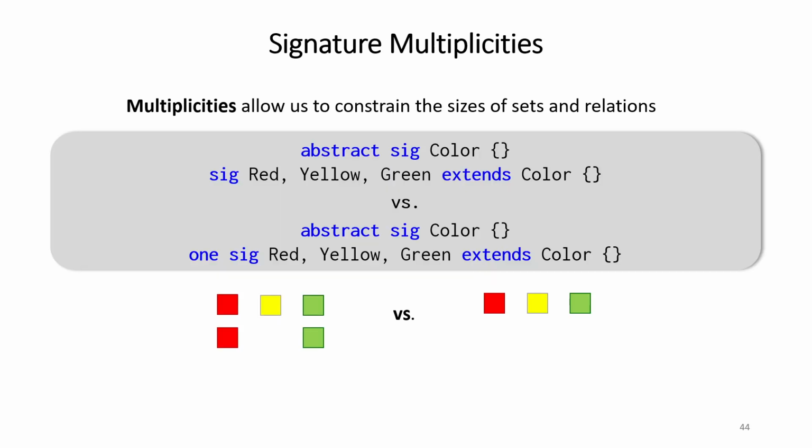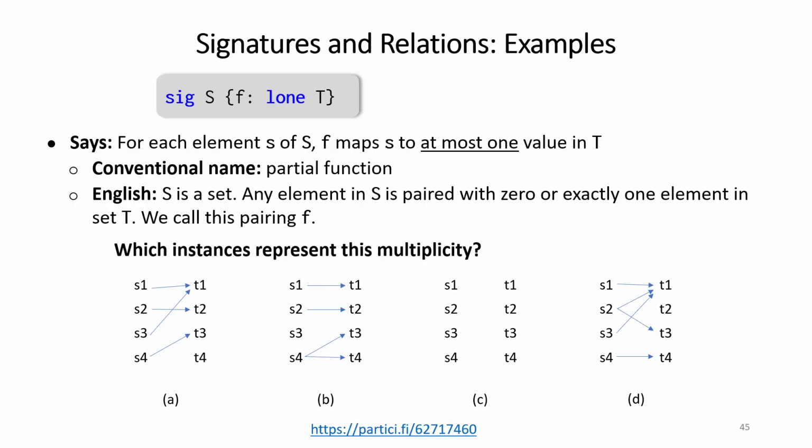So these would be the multiplicities for signatures, but then let's look at multiplicities for fields. So we have already used this, right? We have this lone multiplicity that we used for the header, that we used for the next node. Did we call it next?